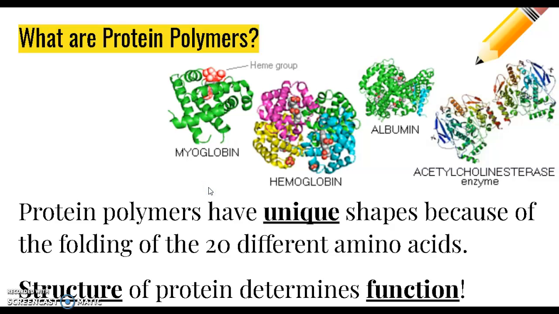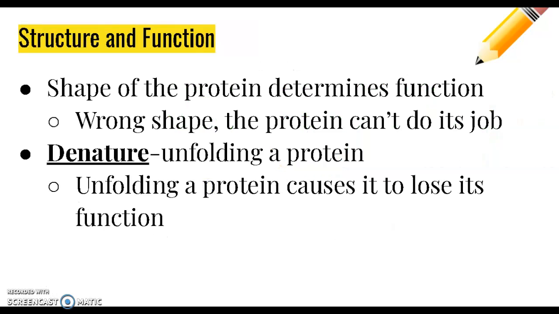So protein polymers have unique shapes because of the folding of the 20 different amino acids. And the structure of the protein is going to determine function. That's why proteins can do so many amazing things. It's because you can have so many unique structures of proteins. Now, the structure and function is important because if the shape of a protein is incorrect, then the protein can't do its job.